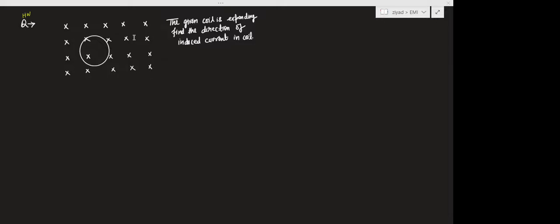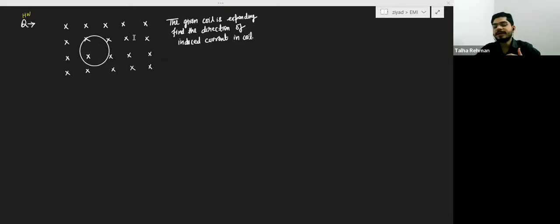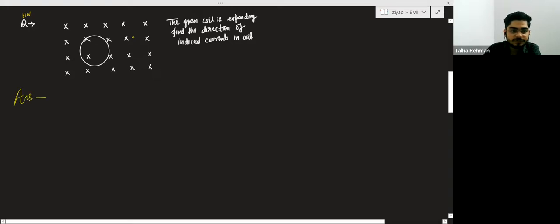This coil is expanding. What is the meaning of expanding? Expanding means the area of the coil is increasing, and we have to find the direction of the induced EMF.